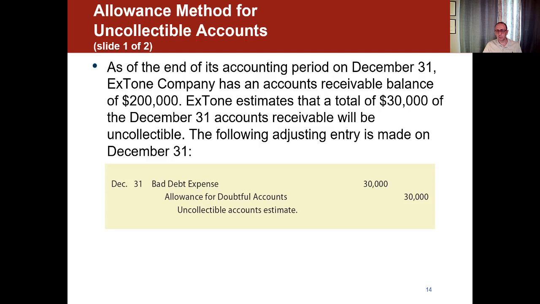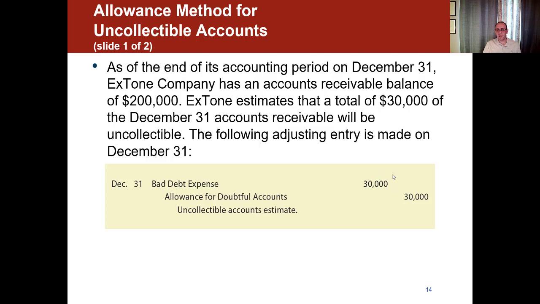So what are we going to do? What we do under this method is that we record an adjusting entry at year end based on our estimate. And how we get this estimate in real life is just based on historical experience. For class purposes, it's going to be given to you. So as you can see here, we have $200,000 of accounts receivable balance, and we expect that $30,000 will not be collected. So what we do is that at the end of the year, December 31st, we record the bad debt expense for $30,000.